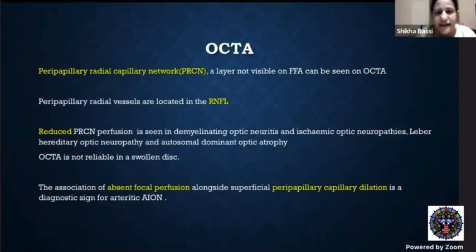OCT angiography, the role of OCTA, has also been tested in patients with neuro-ophthalmological conditions. And the layer which has come out is the peripapillary radial capillary network. This layer is not visible on FFA, and this is something which the OCTA can pick up. It is present very superficially in the RNFL, and the perfusion in this layer is reduced in various optic neuropathies like demyelinating optic neuritis, ischemic optic neuropathy, LHON, and autosomal dominant optic atrophy.